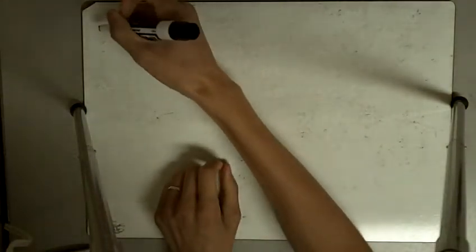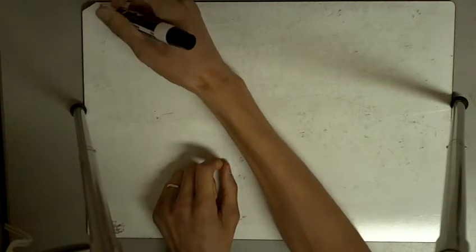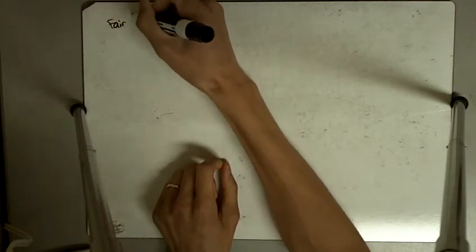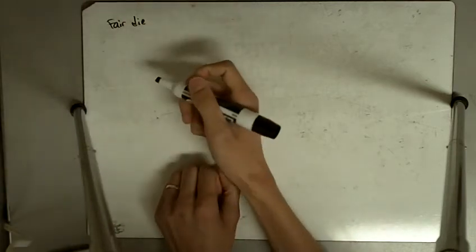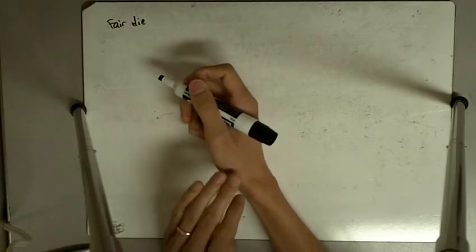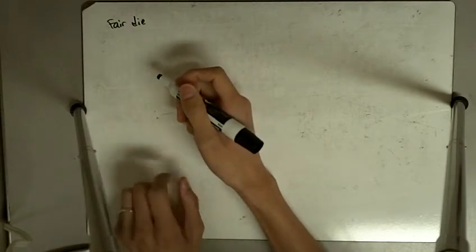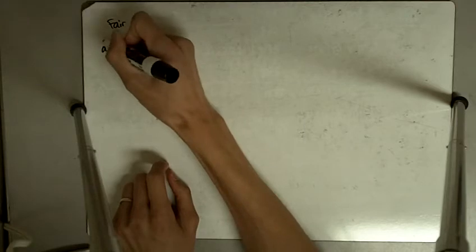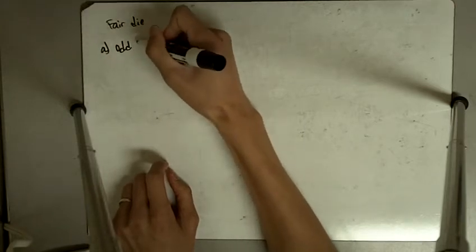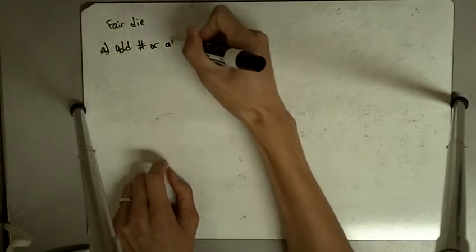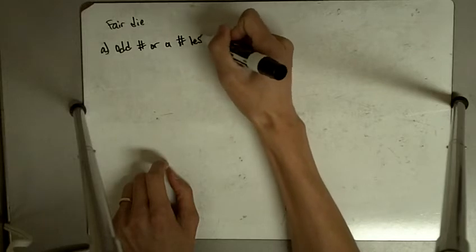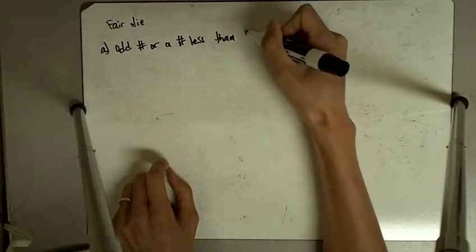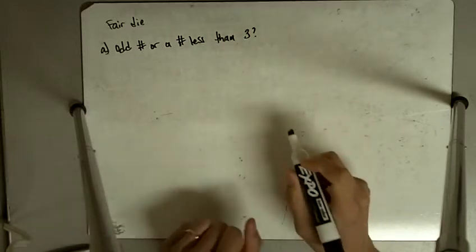Okay, so here it says we're going to roll a fair six-sided die. And part A asks us, what's the probability that the die shows an odd number or a number less than 3 on top? Odd number or a number less than 3. Okay, and there's a couple ways we can do this.